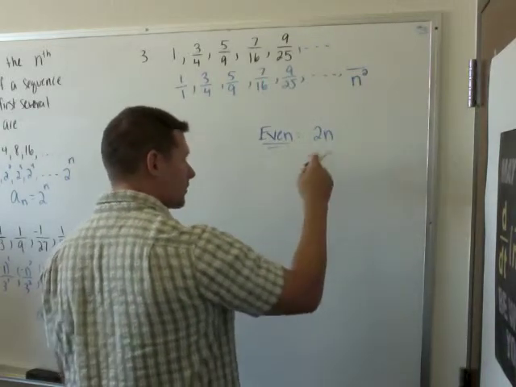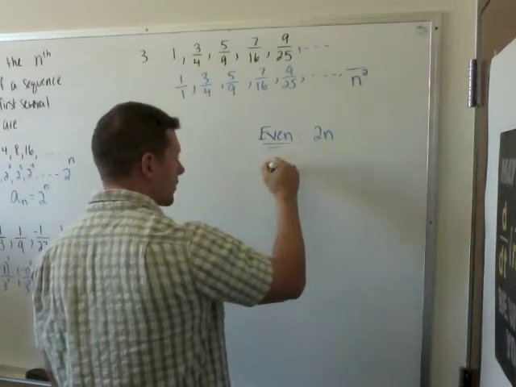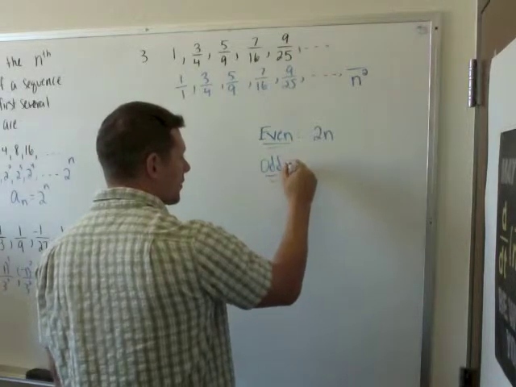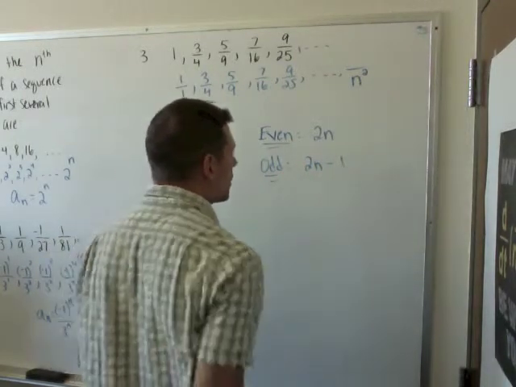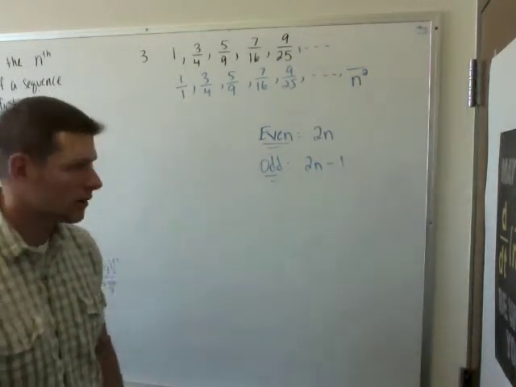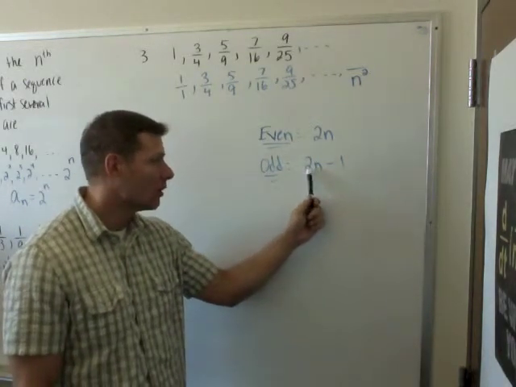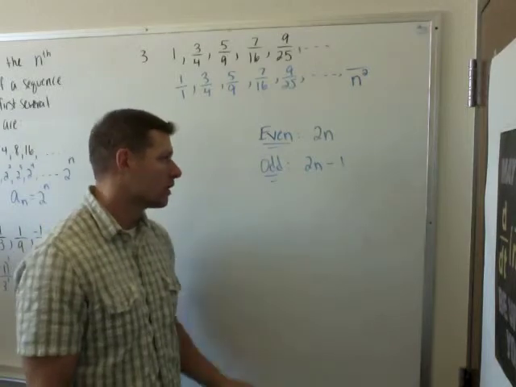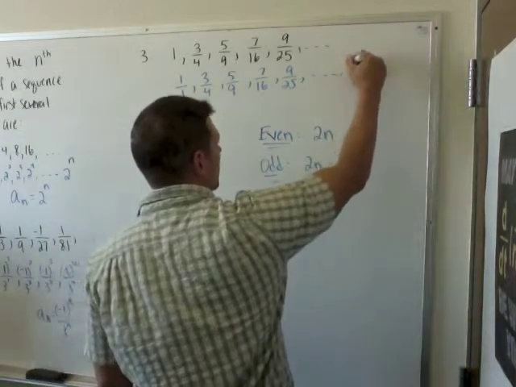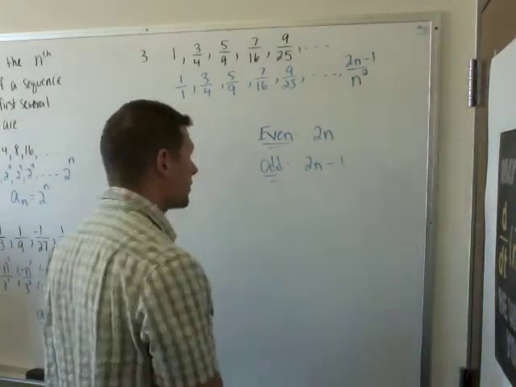N is 2, it'll be 4. N is 3, it'll be 6, and so forth. And all odd numbers have the form 2n minus 1. So if I put in n equals 1, I get 2 minus 1 is 1. N equals 2, 4 minus 1 is 3. So we know that the numerator then will be 2n minus 1.